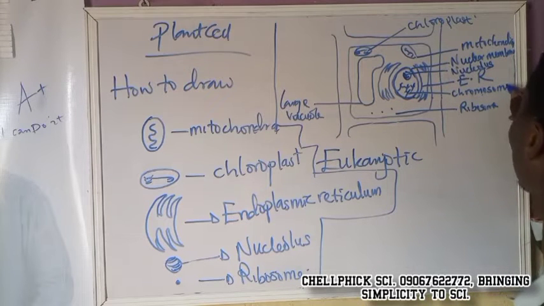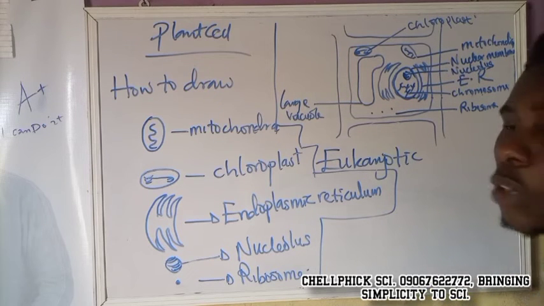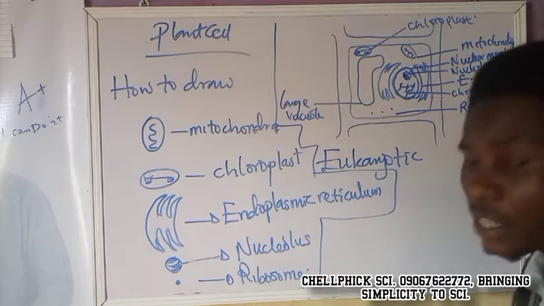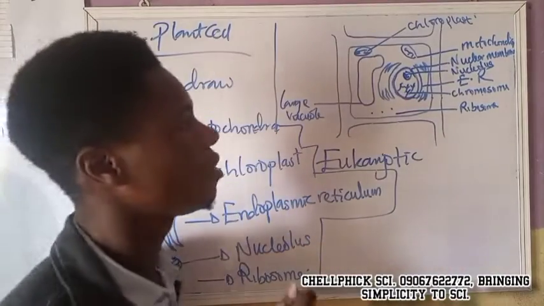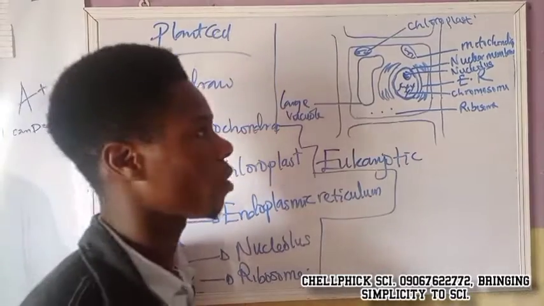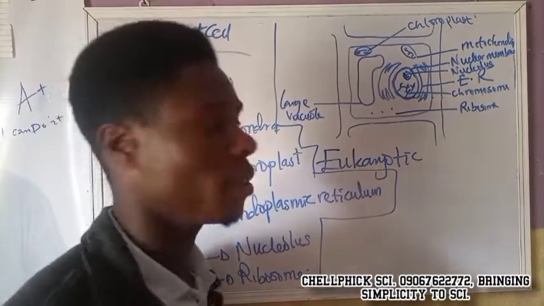And what is the function of the chromosome? The function of the chromosome is that it contains DNA. In part 1 of this video, you saw that DNA means deoxyribonucleic acid. What does it do? We are going to look at the function here.